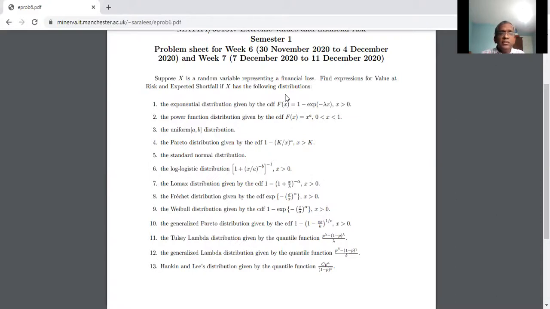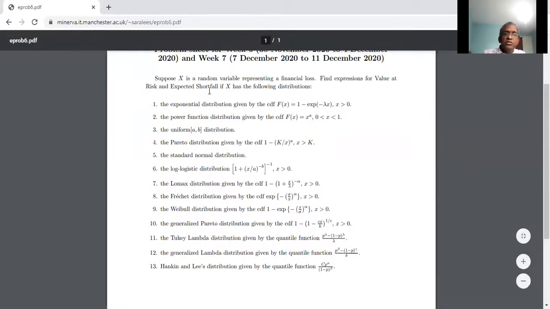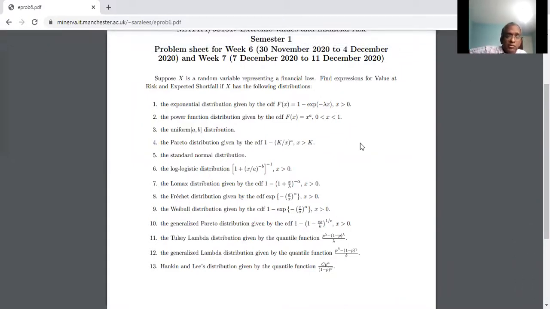Can you guys do question 1? I know I have already done this, but try to do it without looking at my solution. Can you try to find the value at risk and expected shortfall when the CDF is given by F(x) = 1 minus exponential of minus lambda x? Take a few minutes, maybe three or 4 minutes, and see if you can do question 1. Then after that, I'll show you how to do it.